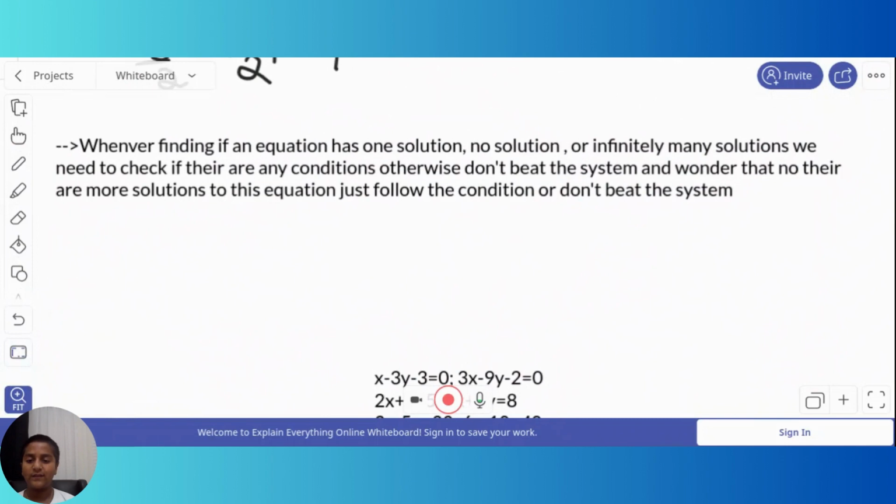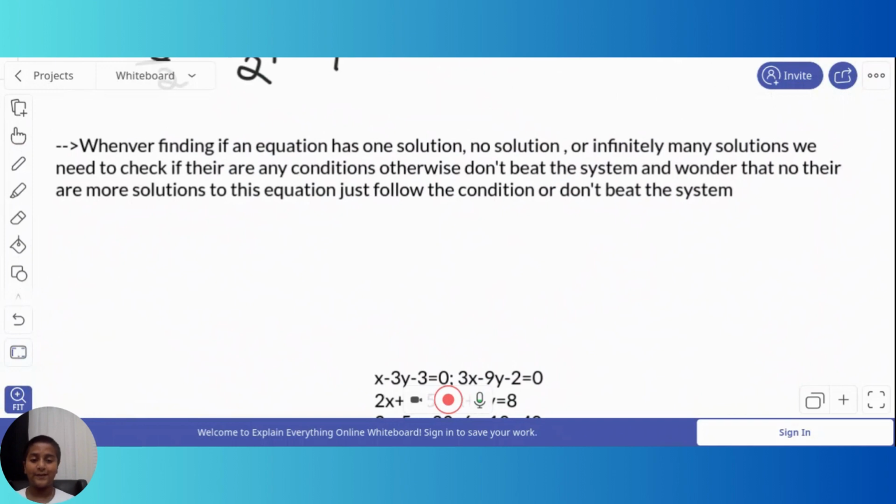Whenever we're finding an equation that has either one solution, no solution, or infinitely many solutions, we need to check if there are any conditions, like there aren't any rational numbers. Normally when you substitute values into equations, there's always some kind of value, but there's always going to be conditions that state you have to follow them. Otherwise, if there aren't any conditions, I like to say, don't beat the system.